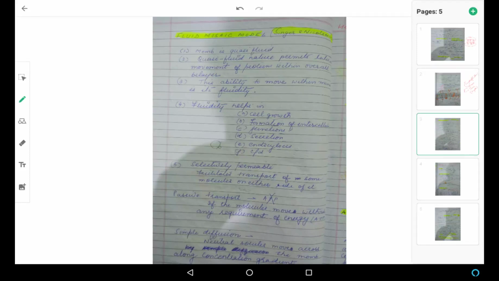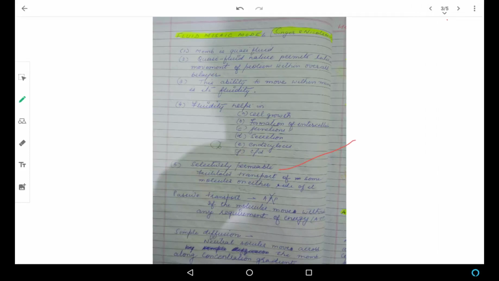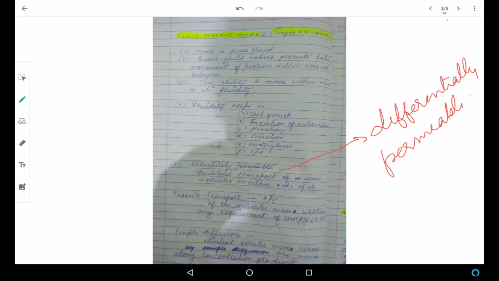Another peculiarity or characteristic feature of the plasma membrane is selective permeability. Selective permeability means it is differentially permeable, meaning it may be permeable to some, and it may not permit some to come inside or go outside.